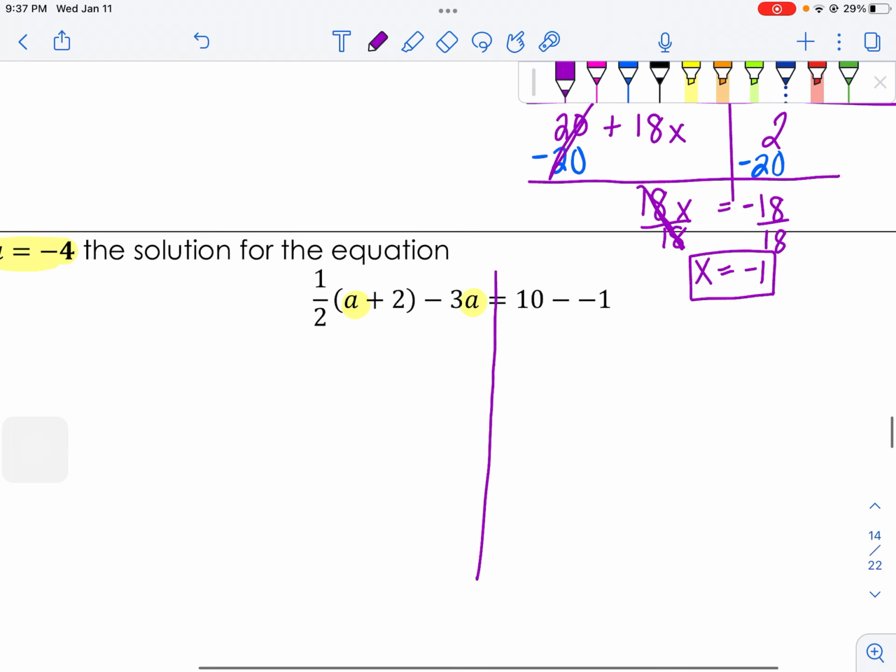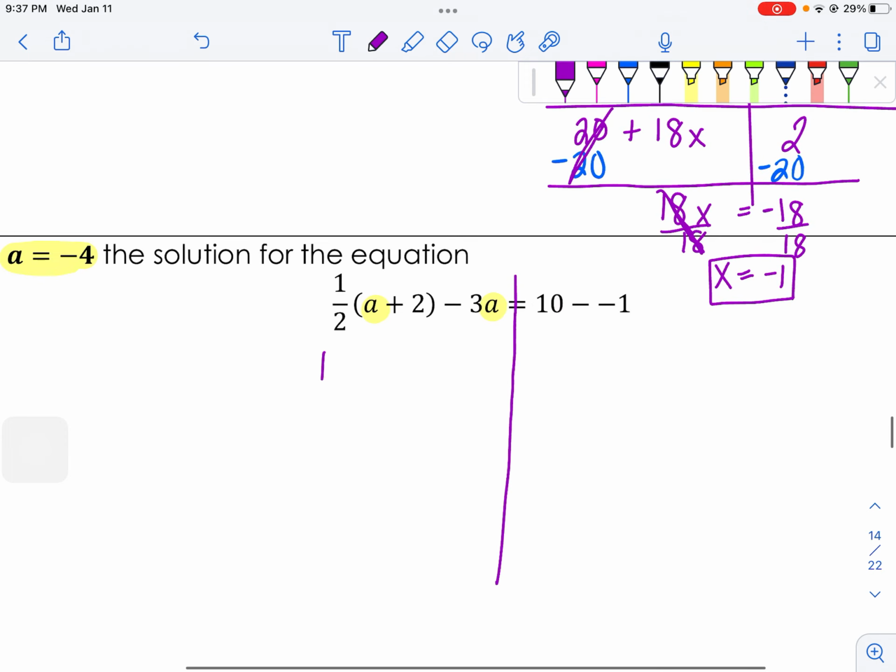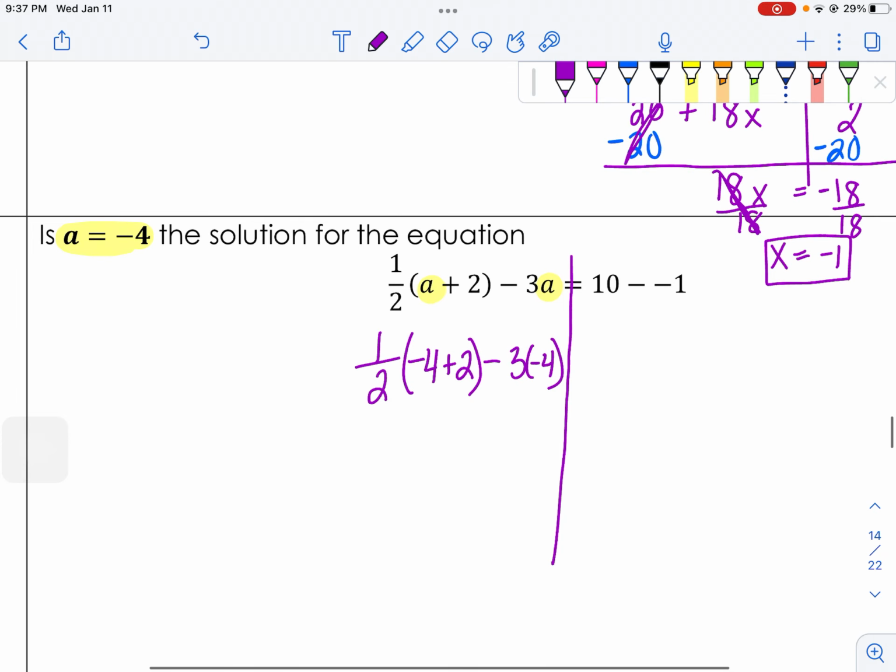So let's try it. So we have 1/2 times (a plus 2). So I'm going to do negative 4 plus 2. And then it was minus 3 times a. So minus 3 times negative 4. We're going to have to be really careful with all those negatives. And then on this side, we have 10 minus negative 1. I'm just going to change that to plus 1 right now, because we have that double negative.